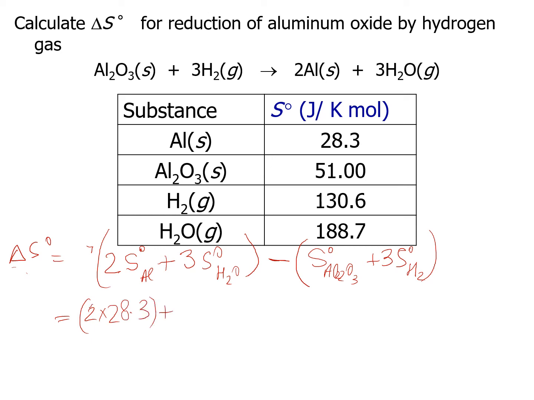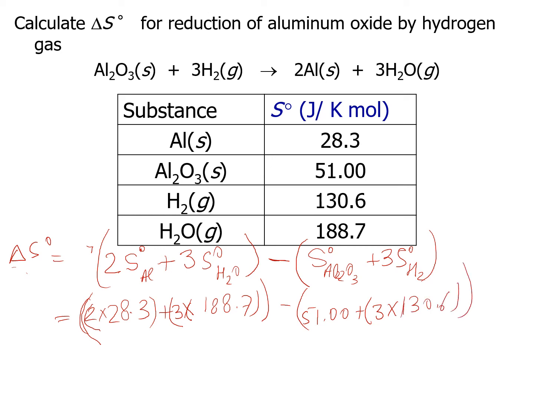Plus, so when you have to plug this into the calculator, that's where most of the people make mistakes. Okay, so make sure you plug in with the calculator like this, having multiple parentheses, plus 3 times entropy of water, which is 188.7 minus S of Al2O3, which is 51.00 plus another parentheses 3 times S of hydrogen gas, which is 130.6.